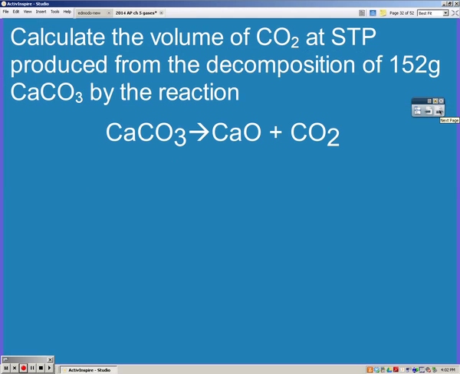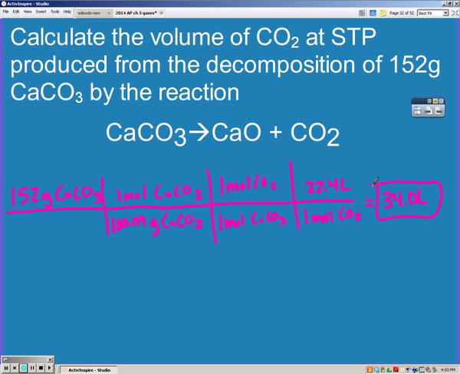Go ahead and pause the video and try this one on your own. So again, I'm at STP, so I can convert my 152 grams to moles. The molar mass of calcium carbonate you should have got was 100.09 grams. Once I have moles, I can do my mole to mole ratio since I need to get it to carbon dioxide. And finally, 1 mole is equal to 22.4 liters. Solving that out, I get 34 liters.